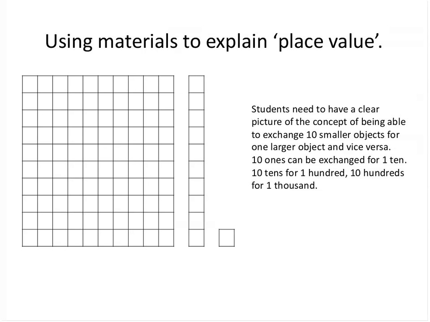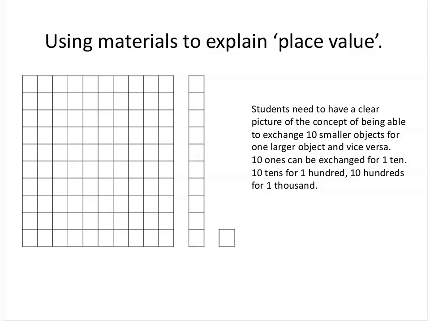Some of the materials you may use, as Michael has mentioned, that he uses buttons, beans, that sort of thing. Many of you may have seen place value blocks like the ones shown in the picture here. Students need to have a clear picture of the concept of being able to swap 10 of the smaller objects for one of the larger, and vice versa. This is really important when we start to get into subtraction, where they need to rename 1 ten as 10 ones.